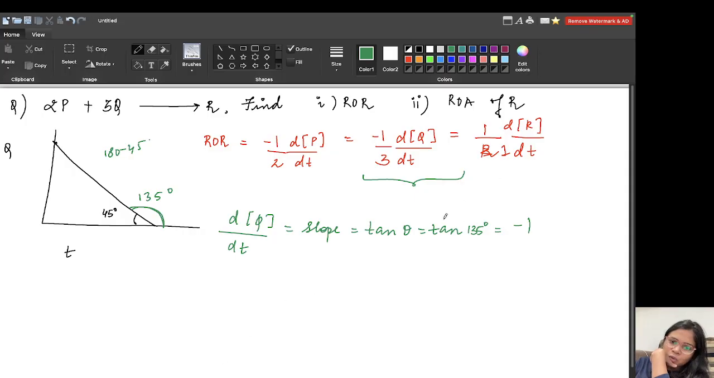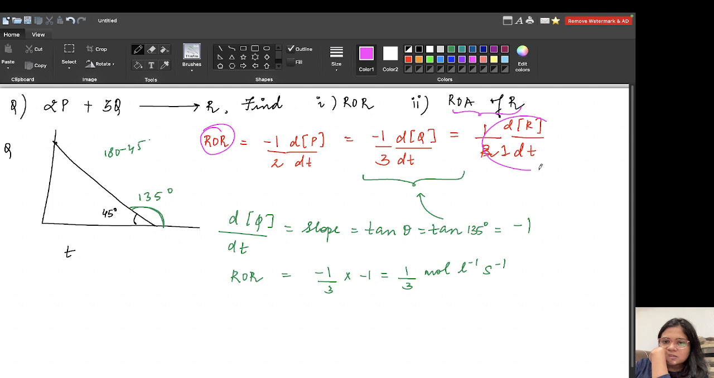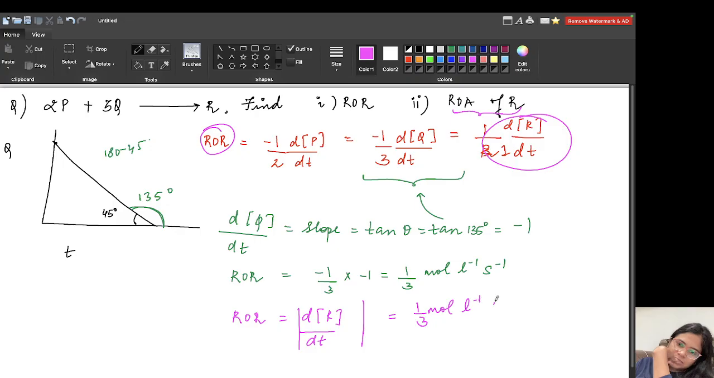So now just substitute this particular thing here. So rate of reaction will be equal to minus 1/3 into minus 1, which will be equal to 1/3 moles per liter per second. Okay. How do we find the rate of appearance of R? Just relate this and this. So rate of reaction will be equal to dR/dt. And we just need to take the mod of it. So this thing will be the same, 1/3 moles per liter per second.